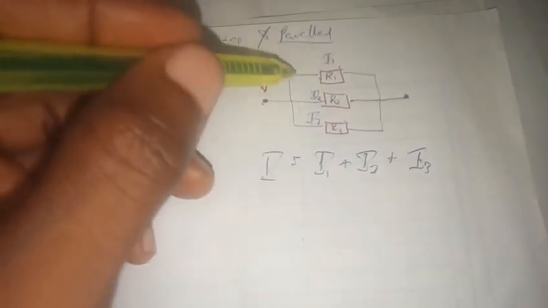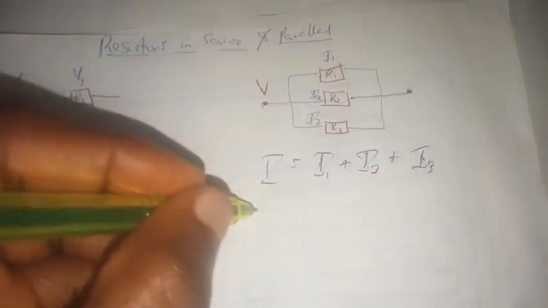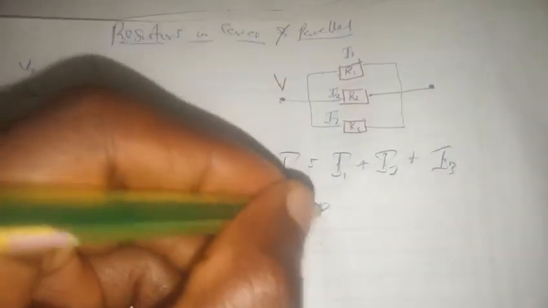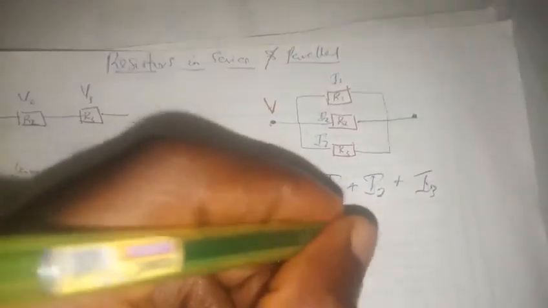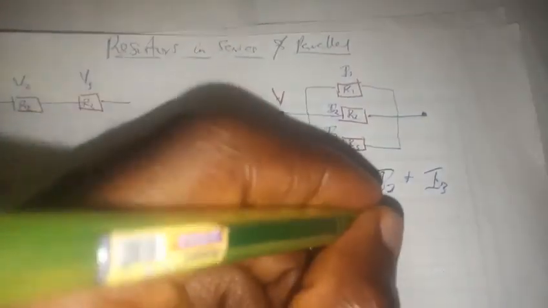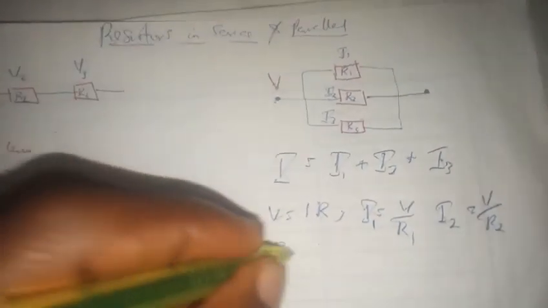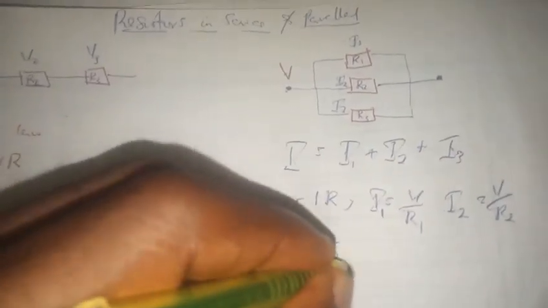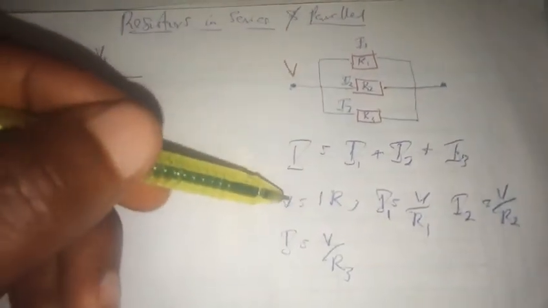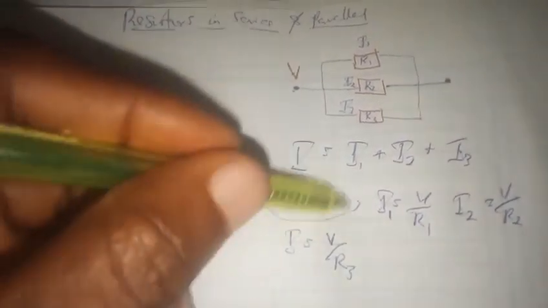So let's say V is equal to IR. I1 will be equal to V over R1. That's for I1. I2 will be equal to V over R2. Then I3 will be V over R3. The same voltage.